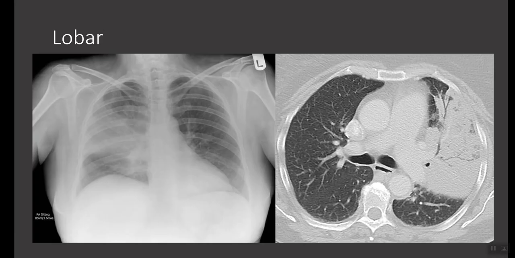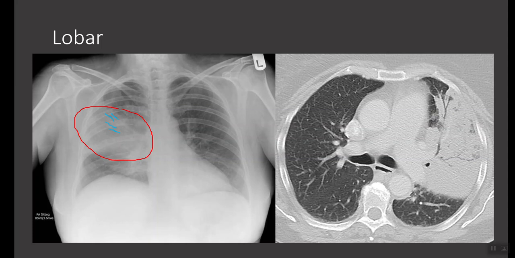Here are two patterns of lobar consolidation. For the chest x-ray on the right, we can see that there's a large opacity within the right upper lobe. We know that this opacity is within the lung because we see the presence of air bronchograms. We see these branching structures running through the opacity. This tells us that we have air-filled bronchi running through an area of opacified lung parenchyma, and this typically means that we're looking at an area of consolidation.